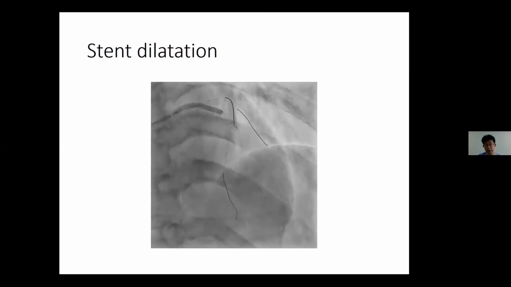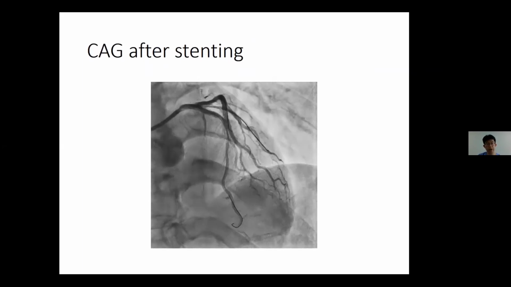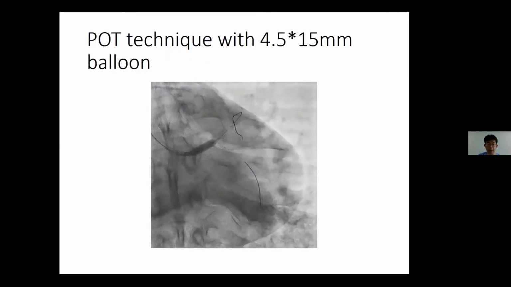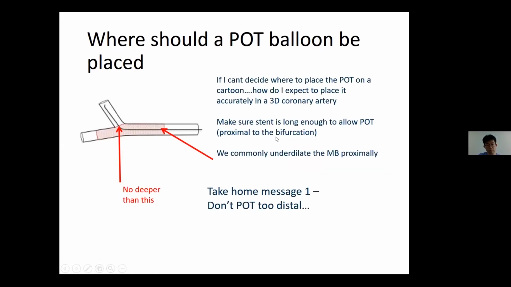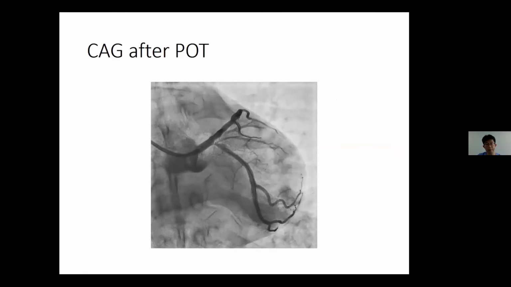This is stent dilatation. This is the CAG after stenting, and then we performed the POT technique with a 4.5 NC balloon. But this is the same image. This POT is too deep here. This is the POT balloon position here; it is very difficult, very important. Don't do the POT technique too distally, it's very important. This is the CAG after the POT technique.